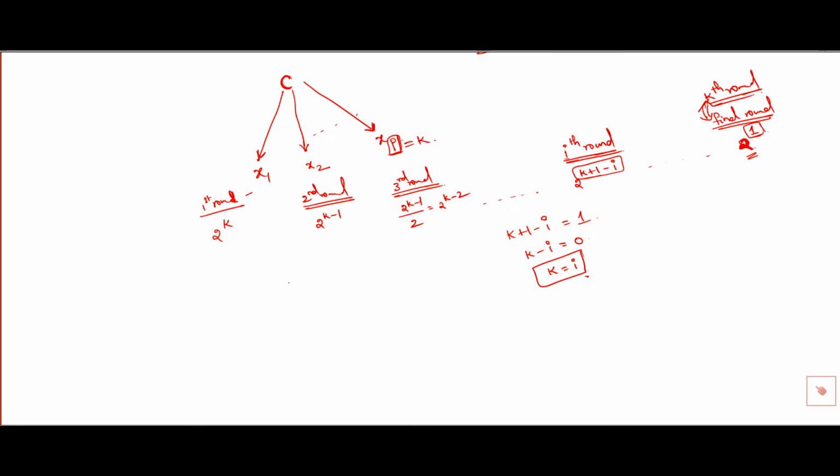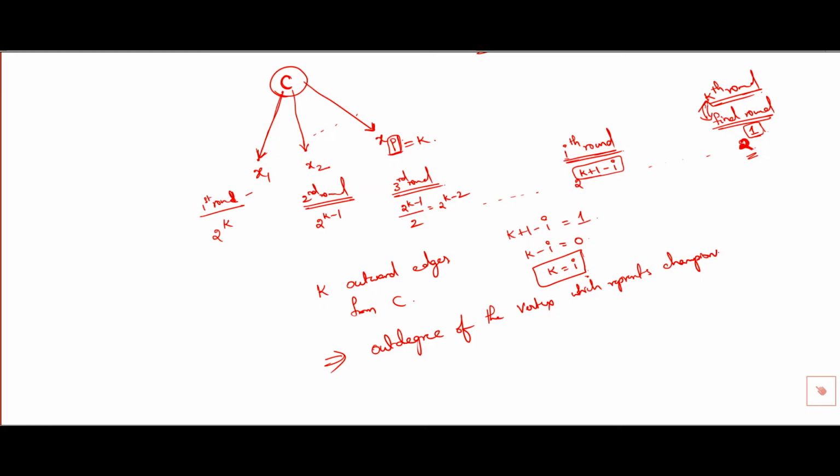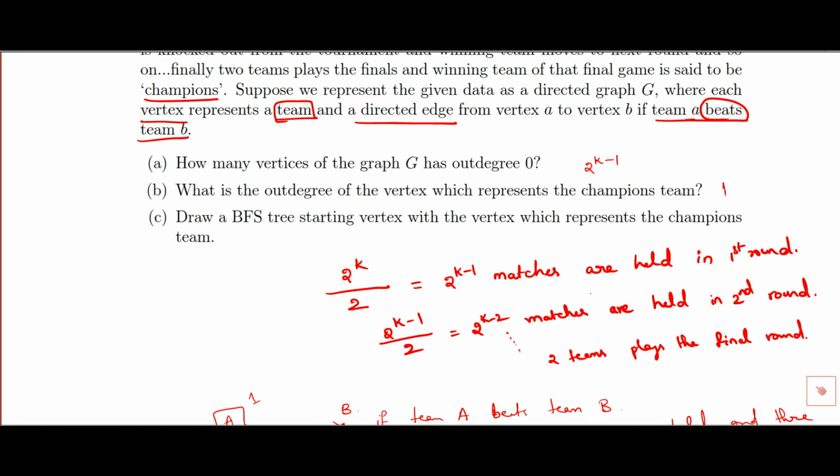That means k rounds happened in this tournament, and in each round this champion team has won against one of the other teams, and the vertex which represents this champion team has an outgoing edge to the team which lost to the champion team. So in each round we have one outward edge. So in k rounds we will have k outward edges from the champion team. So this implies the out degree of the vertex which represents the champion team is equal to k. So the answer to our part B is k.